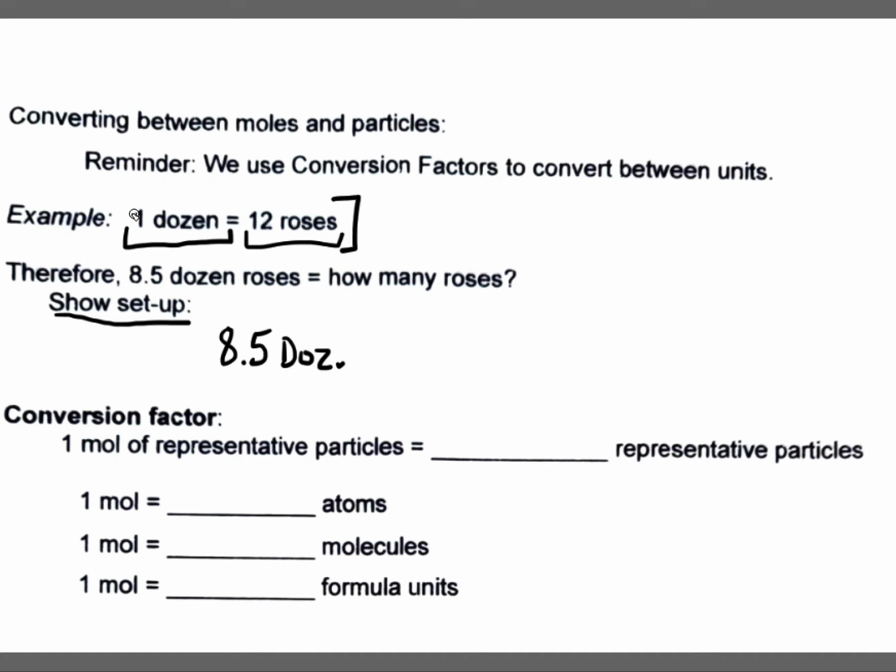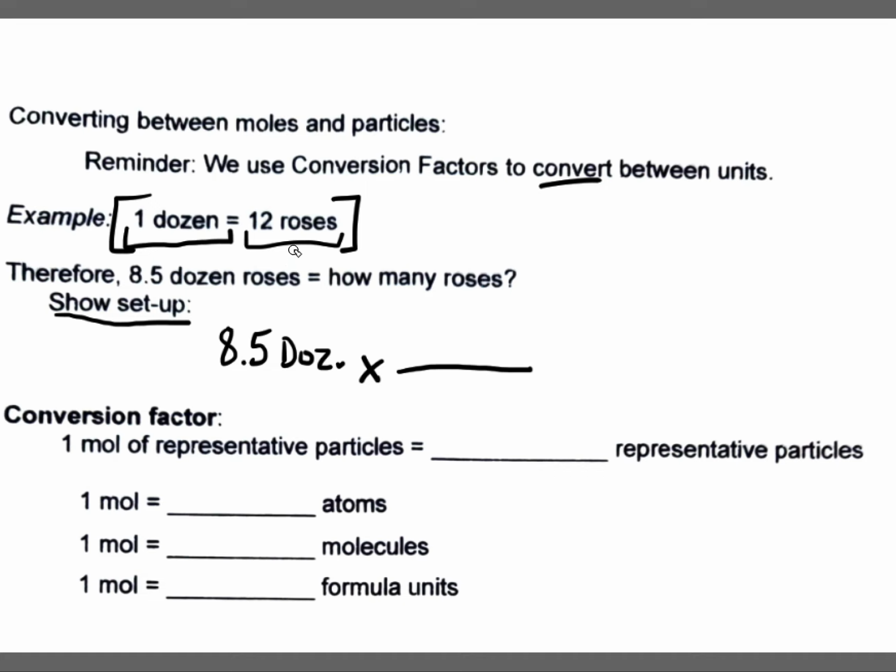We're going to use a conversion factor, which is a way for us to convert between different units. Right now my unit is dozen, and I want to convert that to individual roses. So the way we do that is we multiply by our relationship here: there is 1 dozen for every 12 roses.